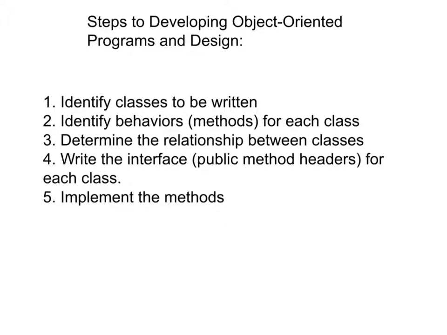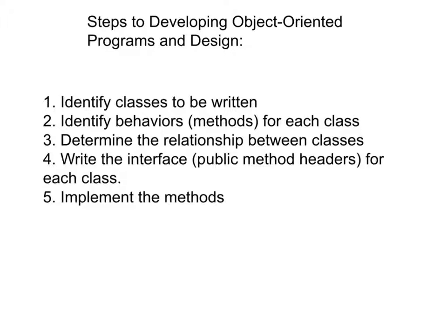So here are the steps, according to the AP book, to developing object-oriented programming and design. The first step is to identify the classes to be written. So we're looking at what classes we think we need to write to make this program work. And we're going to break each one of these down specifically throughout the slideshow, PowerPoint, video, however you're watching this.